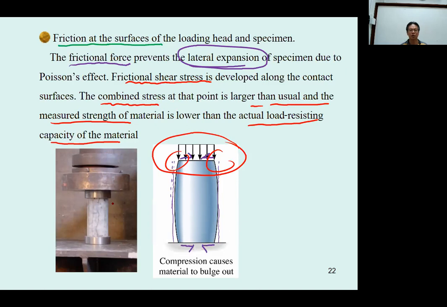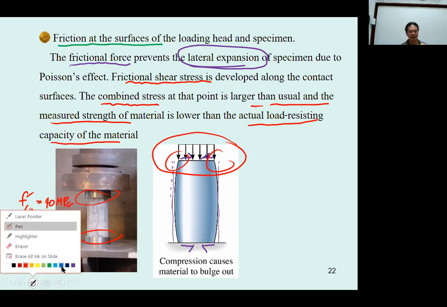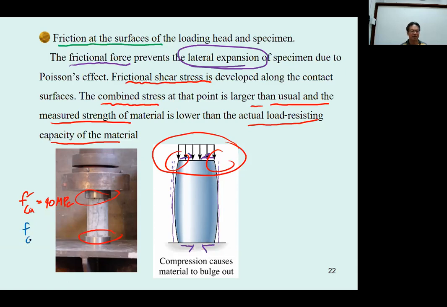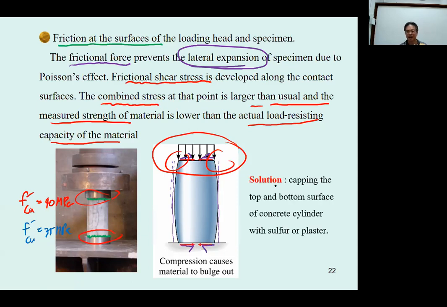For example, if the actual ultimate compressive stress is 40 megapascal, and you do not prevent this friction, the test may give a failure at about 35 megapascal. How to prevent it? For concrete, you may put a layer of plaster between the specimen and the contacting point, capping the top and the bottom of the specimen. That is going to reduce the frictional force.